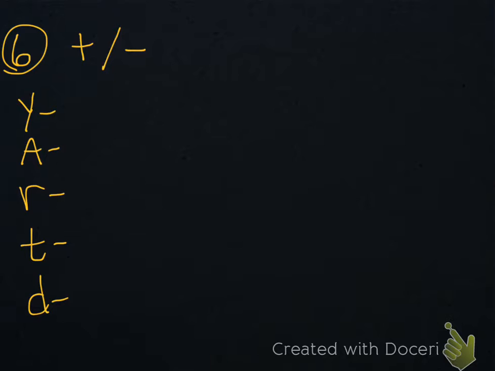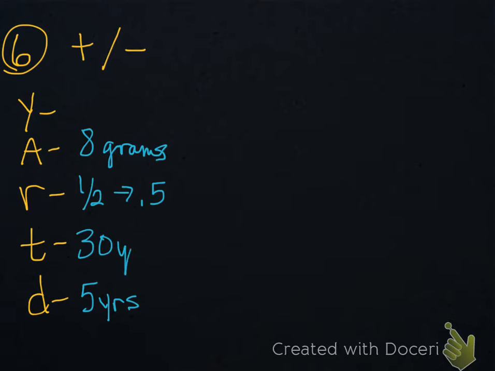Number 6. Cobalt 60 has a half-life of 5 years. Well, half-life is my rate, and it's about 5 years. So that's actually my D value. We have a problem where D is not 1. How much of an 8-gram sample will remain after 30 years? So I'm starting with 8 grams, and we're going for 30 years. Okay, we want to know how much is left.